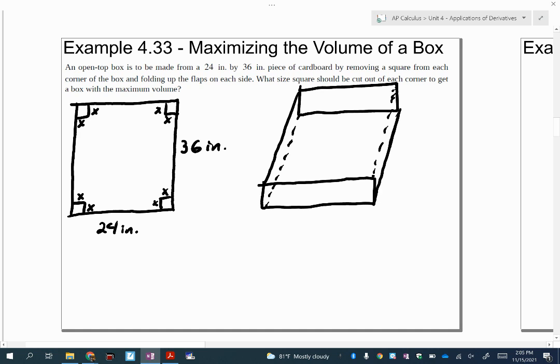Okay, I think that's, well, I'll go with that. Not very good, but this is my height. This is my width, so 24 minus 2x inches, and my length is 36 minus 2x inches. Very similar to my width, right? And ultimately, this is about maximizing the volume.